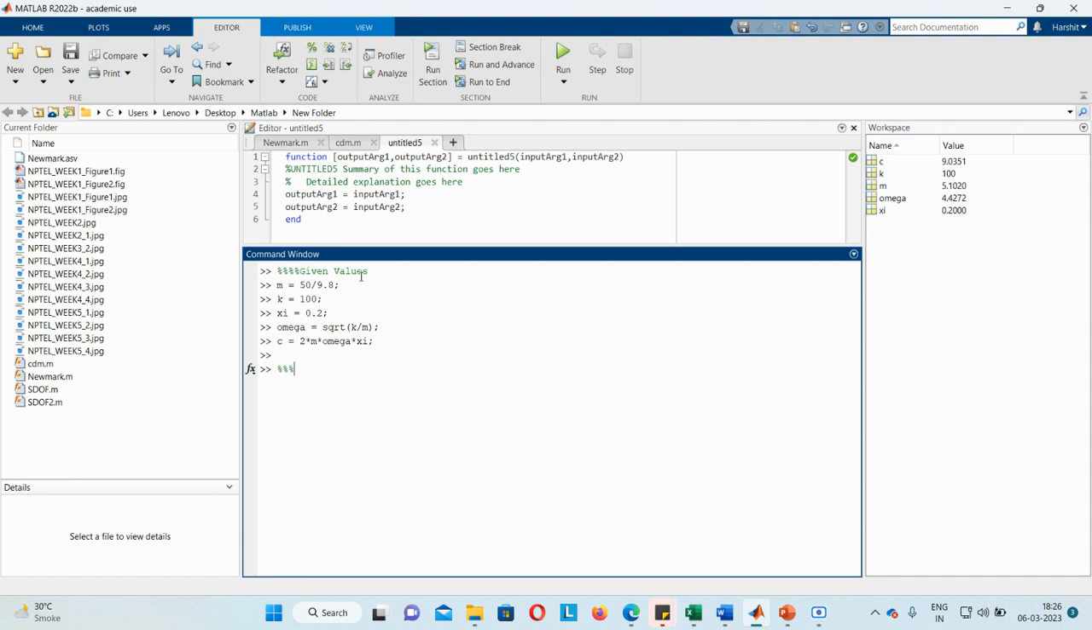Now, the second part will be to define time related parameters.